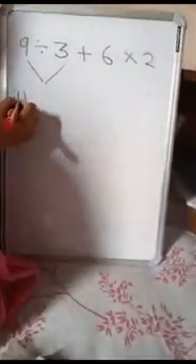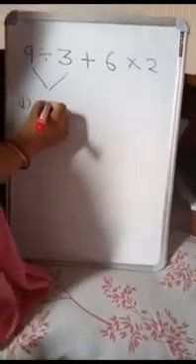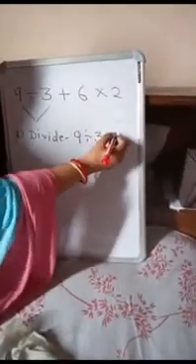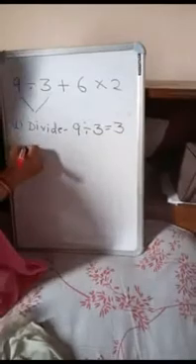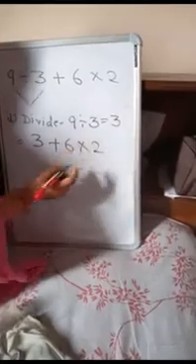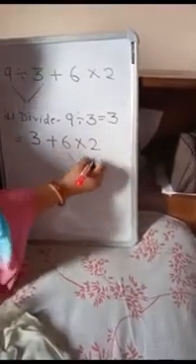Okay, now all of you see: 9 divided by 3 plus 6 multiplied by 2. Firstly we will do, first step, division. First divide. So 9 divided by 3 is equal to 3. Correct? Now write down 3 plus 6 into 2. Now second step: multiply.